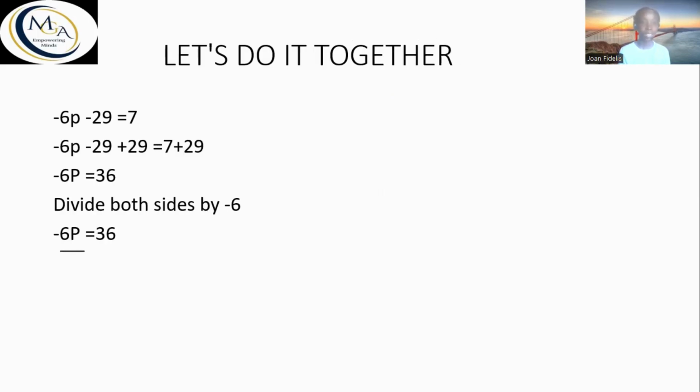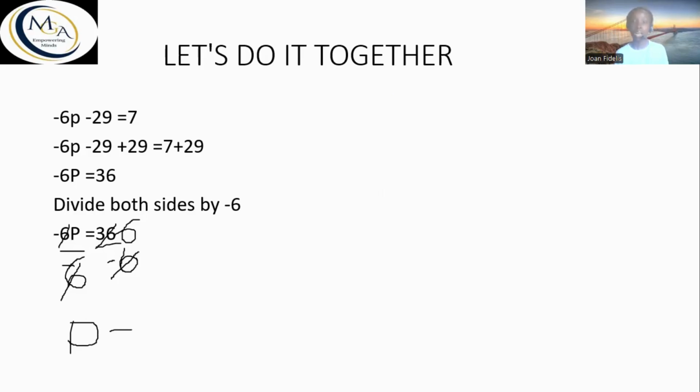Okay, so let's do it together. Minus 6p minus 29 is equal to 7. So what we're going to do is add, in this case, the inverse. Add 29 to both sides of the equation. So we have minus 6p minus 29 plus 29 is equal to 7 plus 29. And then minus 29 plus 29 is going to give us 0. 7 plus 29 is going to give us 36. So minus 6p is equal to 36. That's step 1.